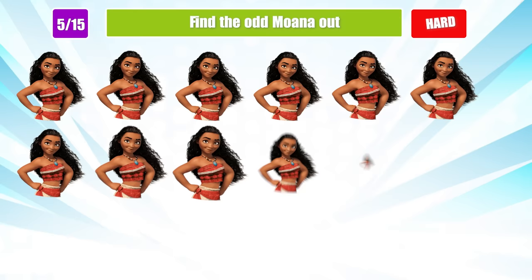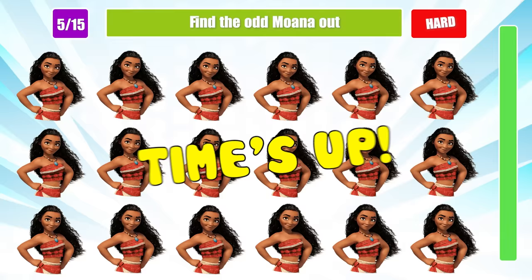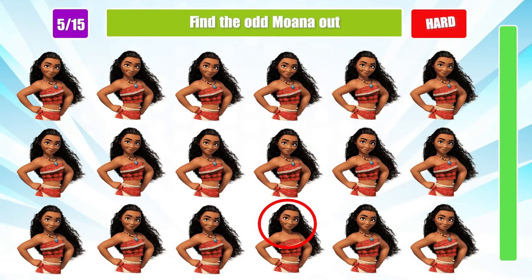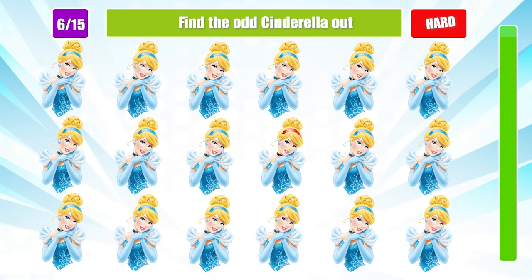That's Moana. She is a strong woman and was chosen to give her heart back to a goddess. Wow, you got it! Great, you've made it through five rounds. For this question, you must be very sharp to be able to solve it. Round six. Cinderella looks different than usual.